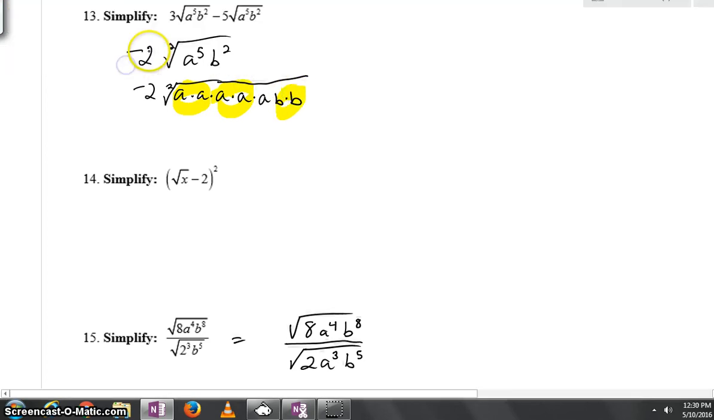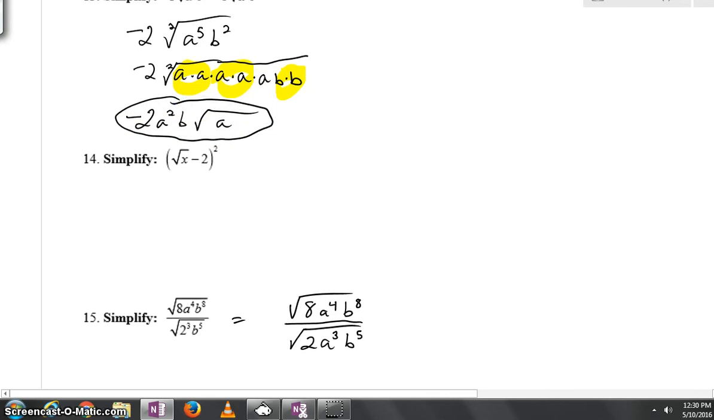So what's going to happen? Well, we're going to take out an a and an a. Whatever we circle, we can take out. That means we're really taking out a squared. We can take out ab. We're left with this square root. The only thing we didn't circle is this a. And we are done.